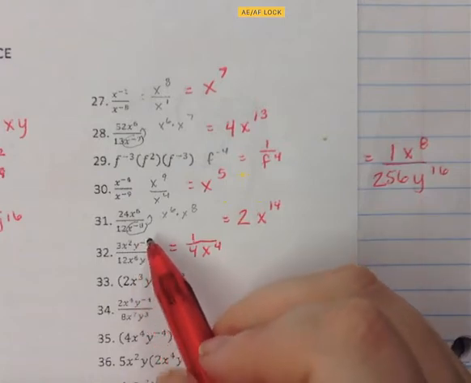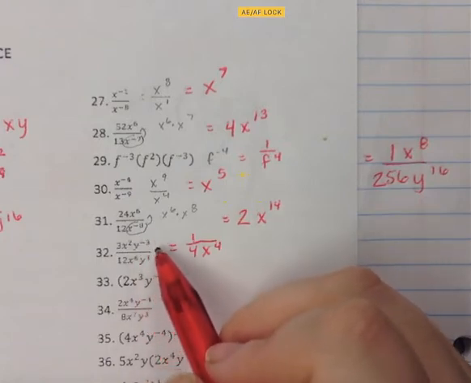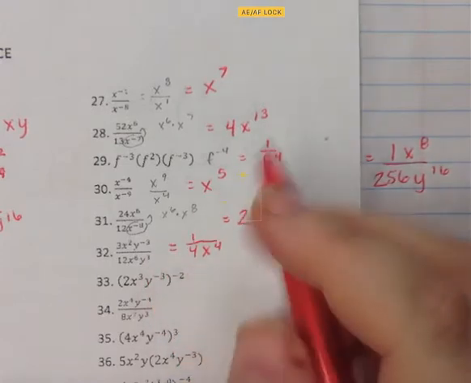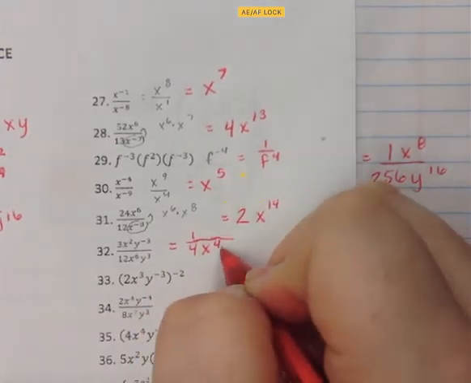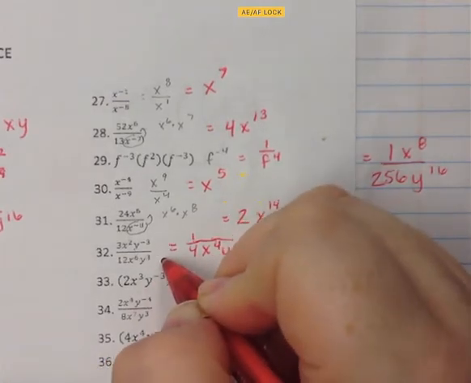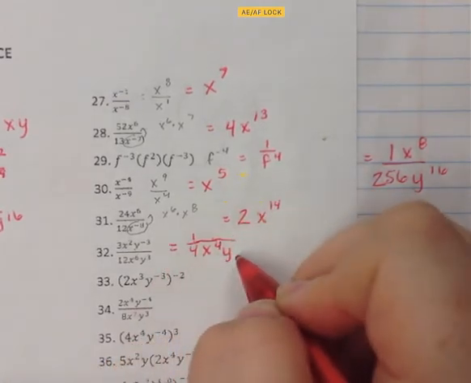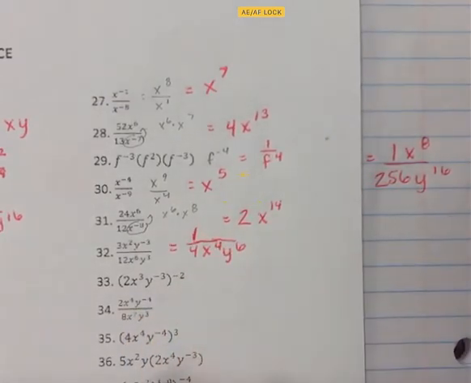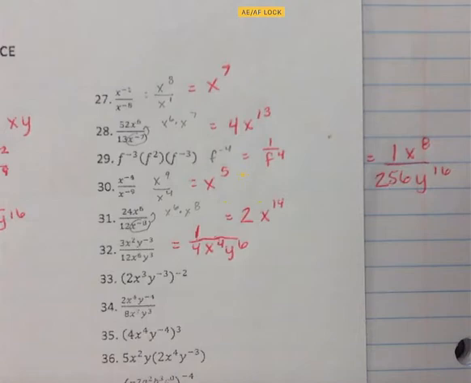Then we have the y's. Now this y actually needs to move to the bottom as well. So we'll have y cubed and another y cubed. So in the bottom we're going to have a y. We're going to have y cubed and y cubed. That means we're going to do 3 plus 3 is equal to 6. So our answer is 1 over 4x to the 4th, y to the 6th.